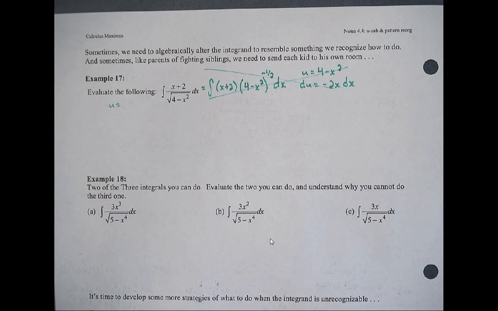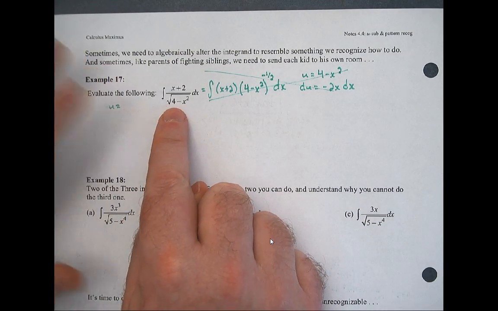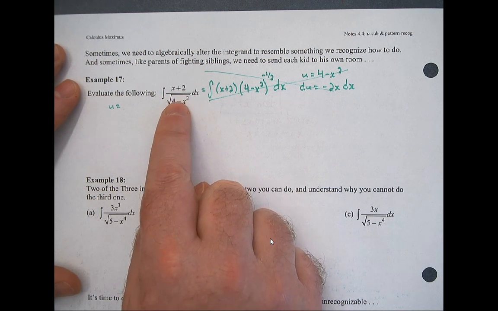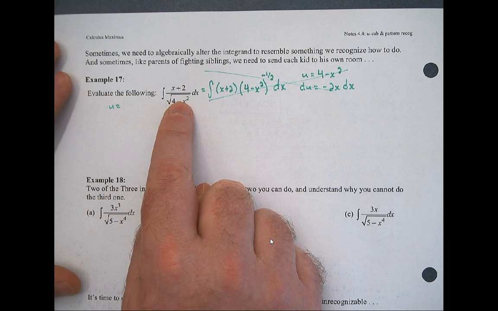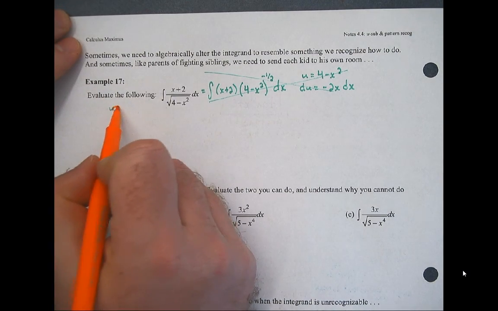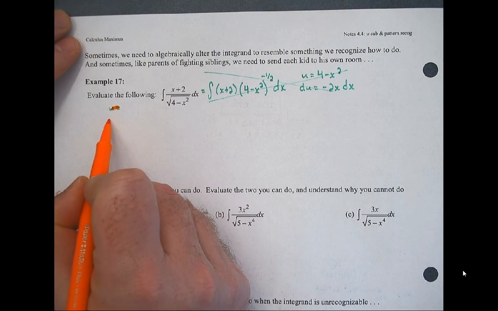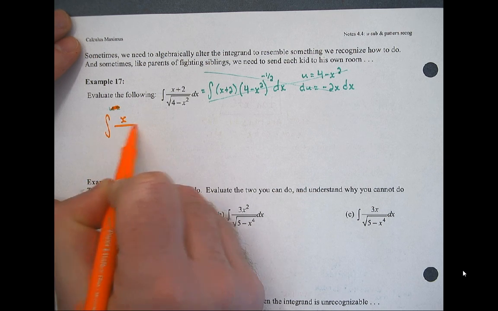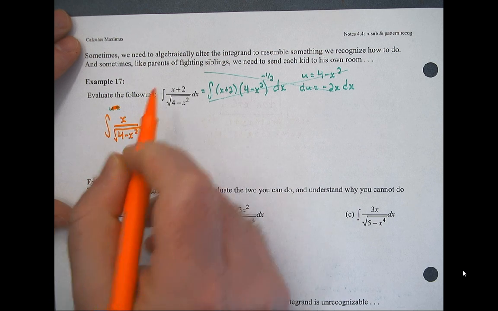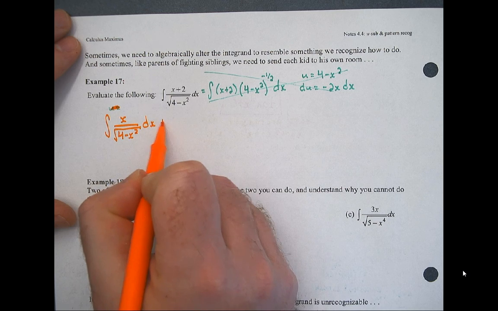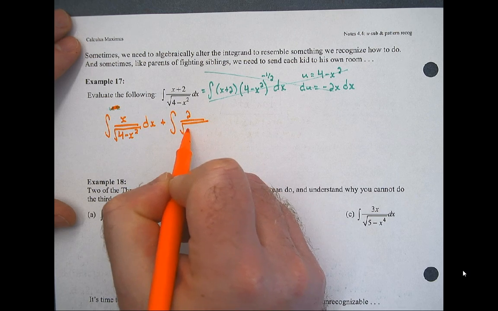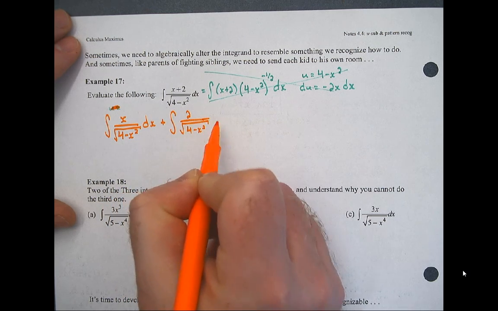But there's a nice little trick here. Sometimes it's easier to actually break this thing apart. Remember, anytime you have two things over one term, I know this feels like it's bigger than one thing, but it's just the square root of one term. We can split this up. So I'm going to split this into the integral of x over the square root of 4 minus x squared dx, plus the integral of 2 over the square root of 4 minus x squared dx.